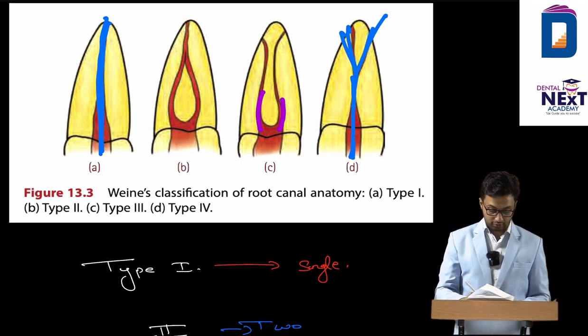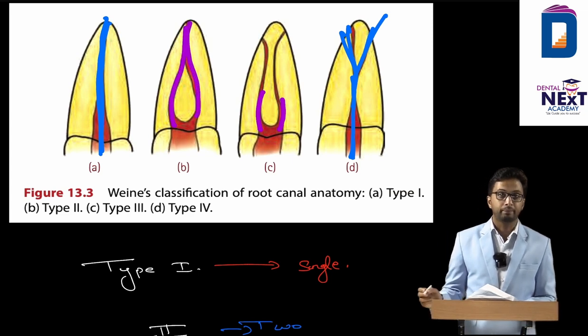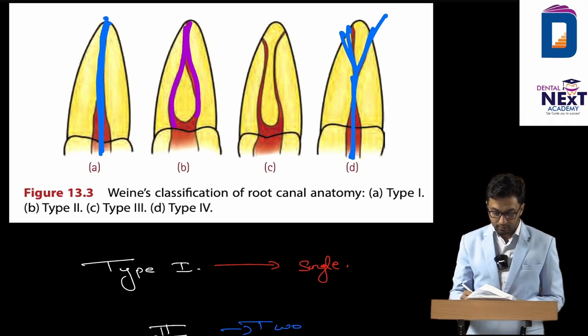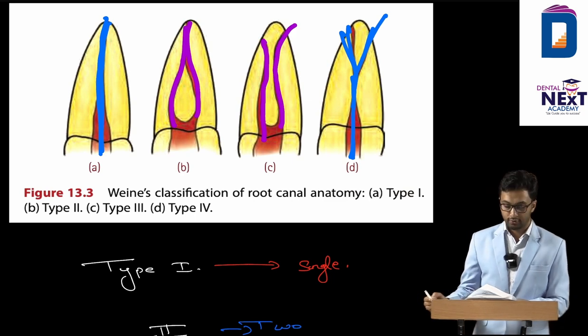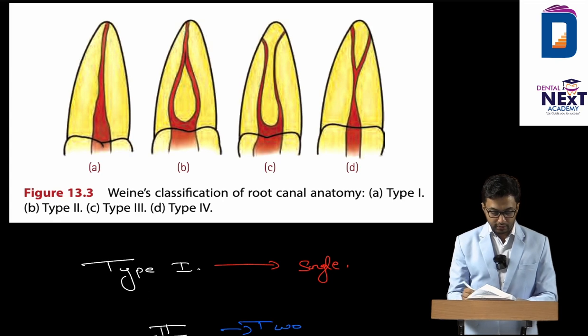2 and 3 start with 2 canals. So it starts with 2 canals and ends up in 1 canal. Whereas this one starts and ends in 2 canals. So it's very, very easy. Once again, I'll explain to you what is happening here.